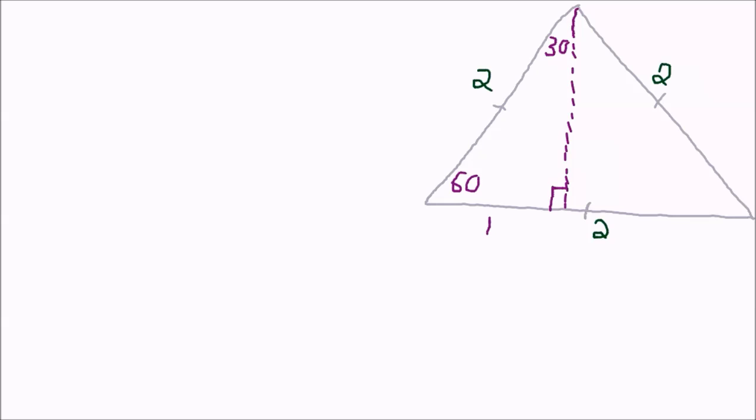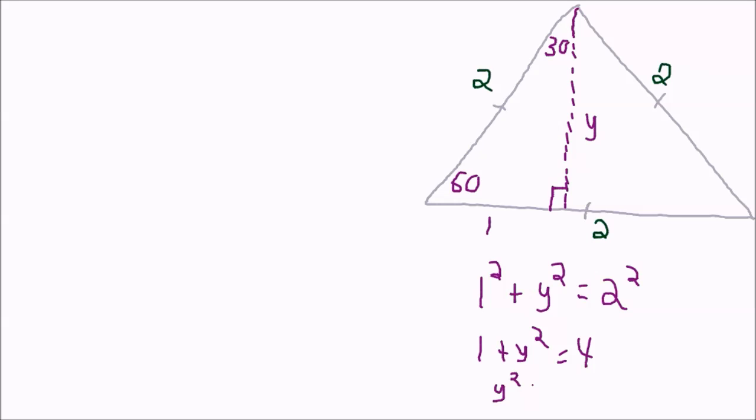So all that's left is to find the height, and from there, since I have a right triangle, I can use the Pythagorean theorem. Since I know the hypotenuse is 2, and I have one of the legs being 1, I can say that 1 squared plus, we'll call it y squared equals 2 squared. So I get 1 plus y squared equals 4. So I get y squared equals 3. So I know that this missing length for the height of this triangle is going to be the square root of 3. So y equals the square root of 3.